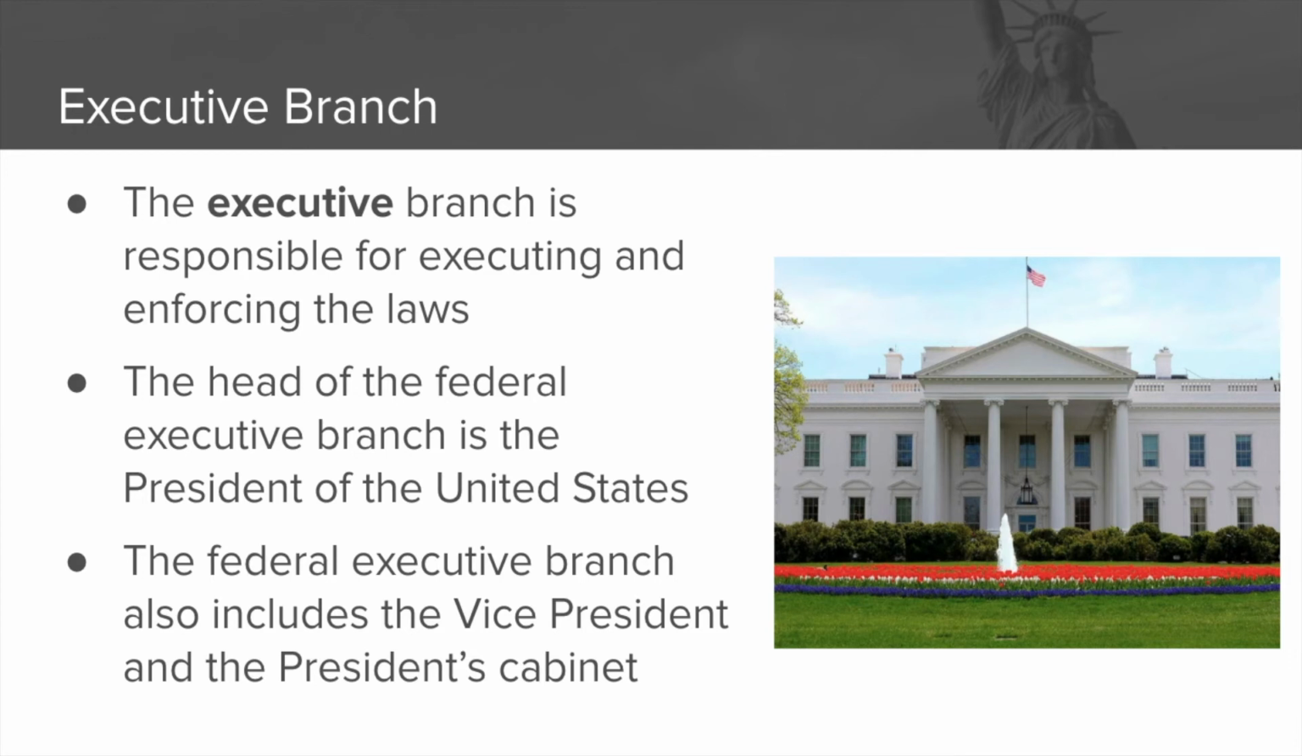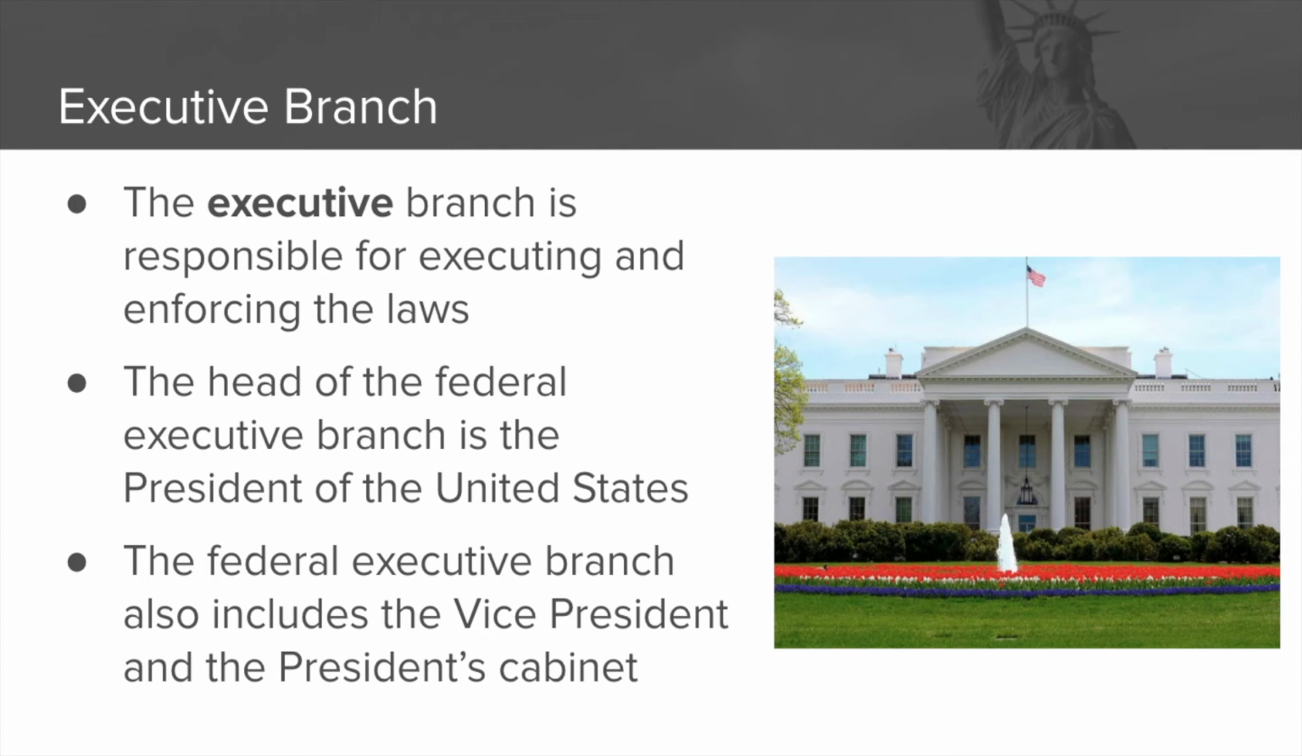So when the legislature passes a law, it's usually pretty broad and general, and the executive branch needs to make more specific, like little rules and guidelines underneath that broad law so that the government knows how to enforce the law and ensure that everybody who needs to be following the law is following the law, and there is accountability when people don't follow the law. So that's what the executive branch does, and the head of the federal executive branch is the President of the United States.